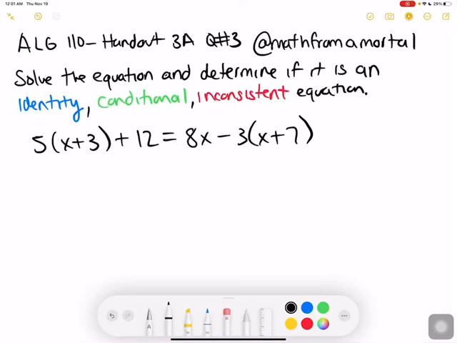Hello guys, in this video I'm going to show you how to answer question 3 on Handout 3A for the class Algebra 110. Okay, so this has to do with equations and solving equations. Since we're dealing with an equation, I'm going to write you some of the steps that I have already talked about on some other videos, right?